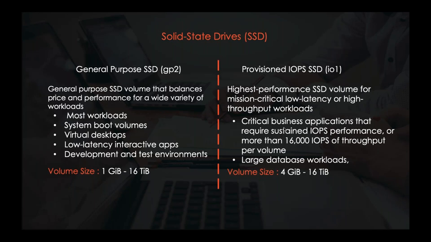Next is provisioned IOPS SSD, which gives you more interaction with your database and your storage. So if you have a large database volume available on your EC2 machine or in your EBS volume, then you can go with provisioned IOPS SSD. For a high interaction with your volume storage, you can go with provisioned IOPS, which offers a minimum of 4 GB to a maximum of 16 terabytes of data.